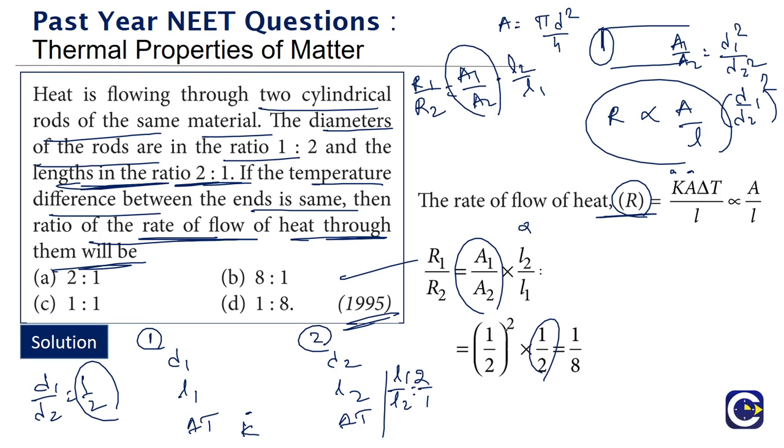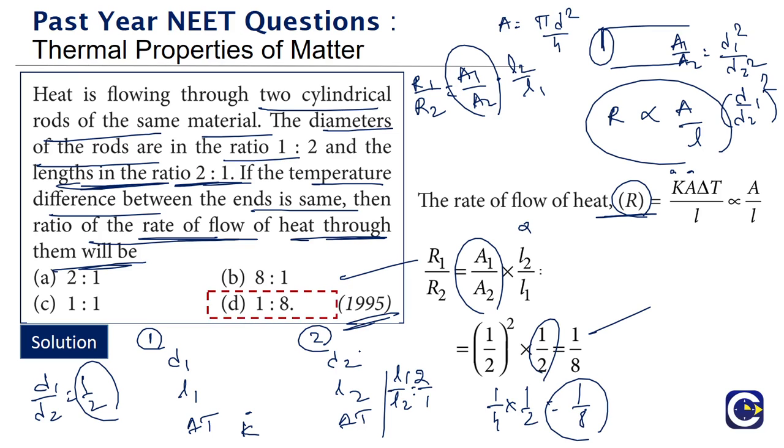So you can see here 1 by 2 square means what? This is 1 by 4 into 1 by 2. Totally what is it? 1 by 8 will come. So that is the ratio of the rate of flow of heat through these rods. So what is the correct answer for this? It is option D.